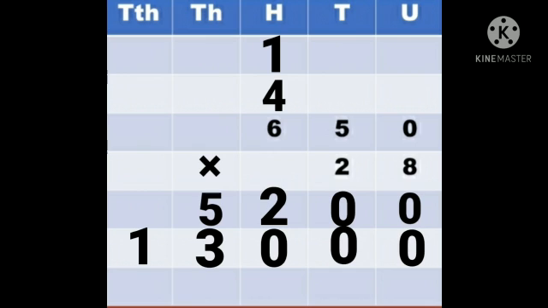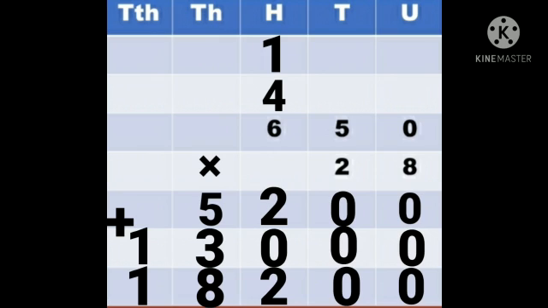Now both the answers we will add. So 0 plus 0 will give you 0. 0 plus 0 will give you 0. 2 plus 0 gives you 2. 5 plus 3 will give you 8. 1 we will write as it is. Therefore 650 multiplied by 28, the answer is 18,200. So students, practice multiplication sums in your notebook as much as you can.